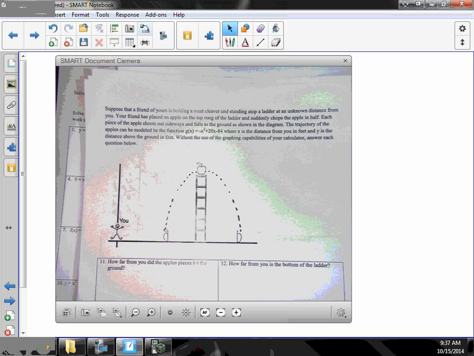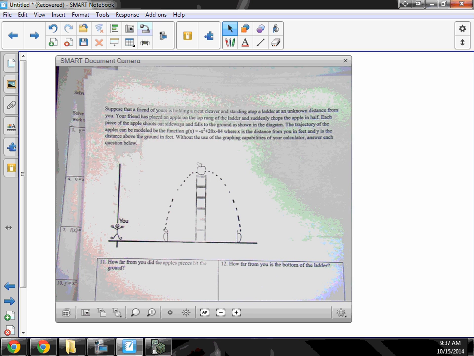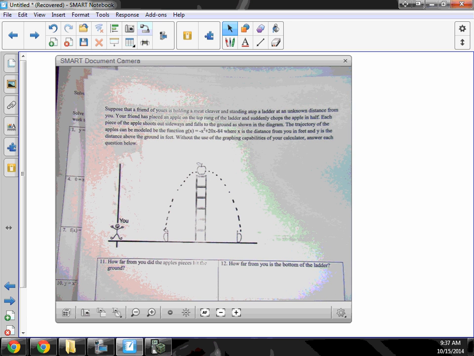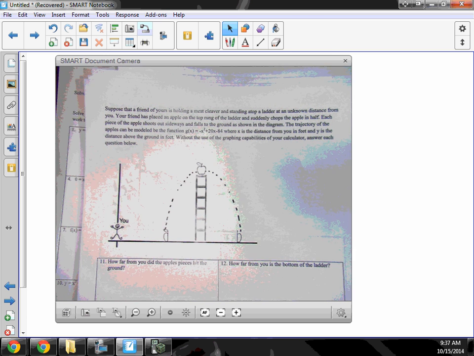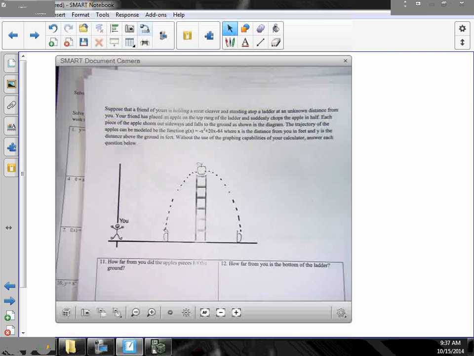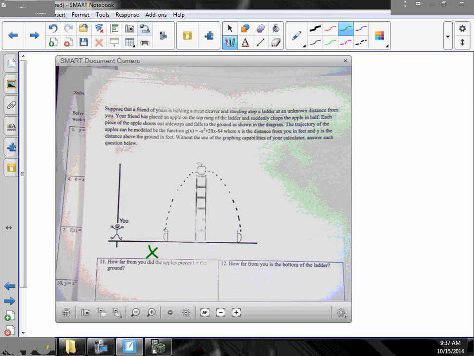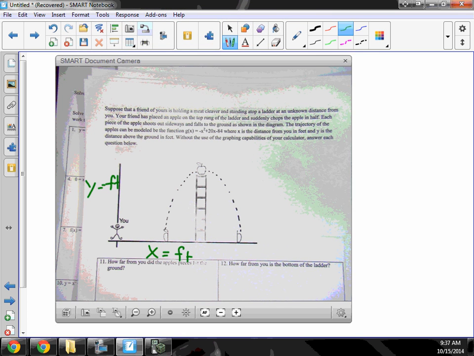The trajectory of the apples can be modeled by the function negative x squared plus 20x minus 84, where x is the distance from you in feet and y is the distance above the ground in feet. So the x-axis is in feet and the y-axis is also in feet. So, how far from you did the apples hit the ground? Well, you're not allowed to graph in this one.